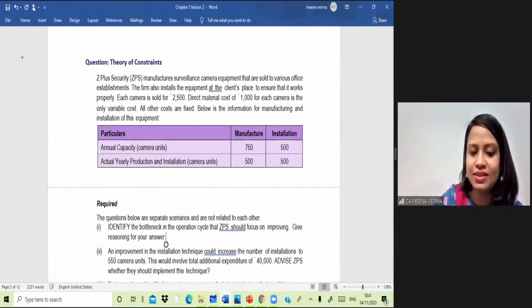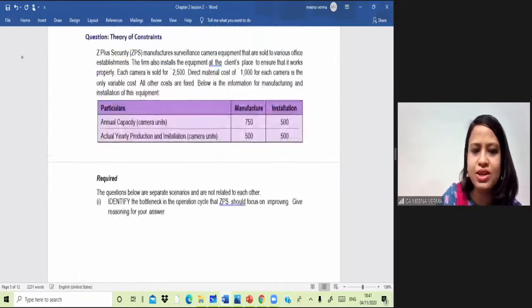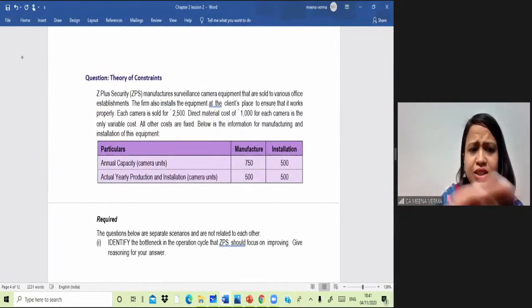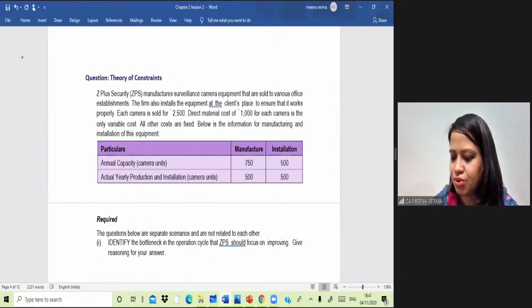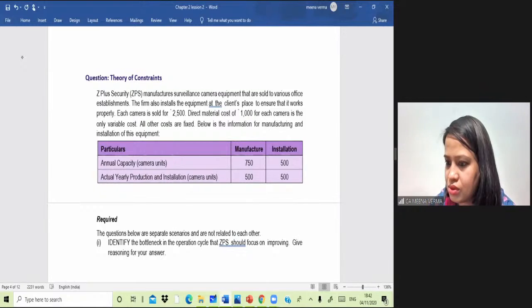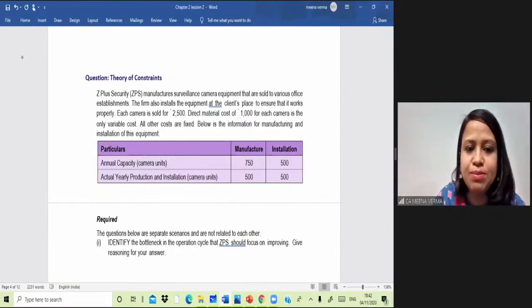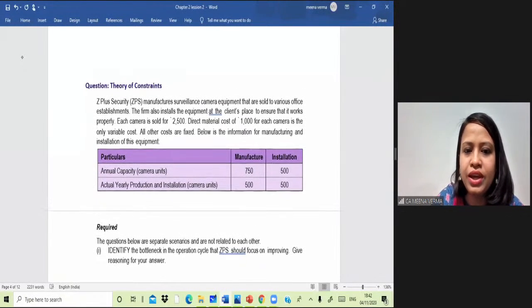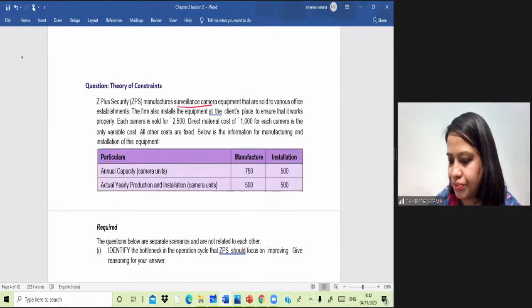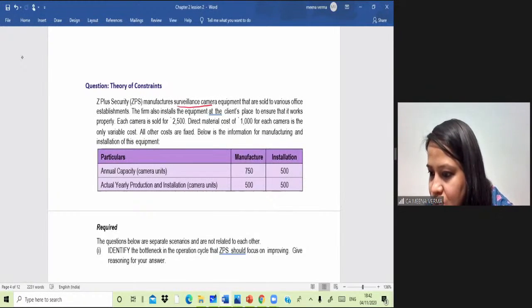So let us understand this question, okay? I'm trying to make you understand this question. This question is related to theory of constraints. Okay, we have a company, Z Plus Security Manufacturer, and they are manufacturing surveillance cameras. Okay, you people are giving me answers also, and there are queries also.